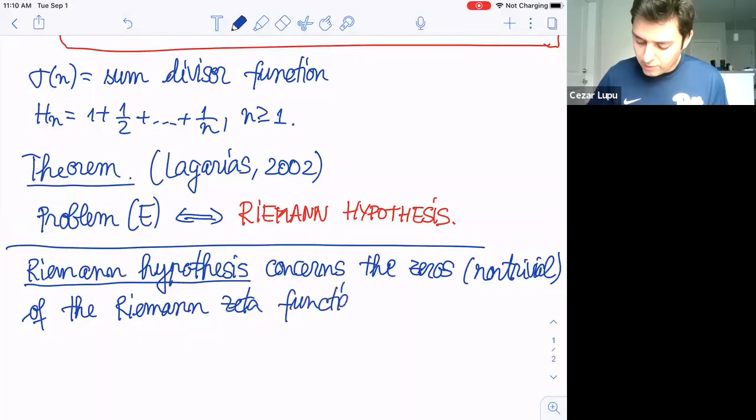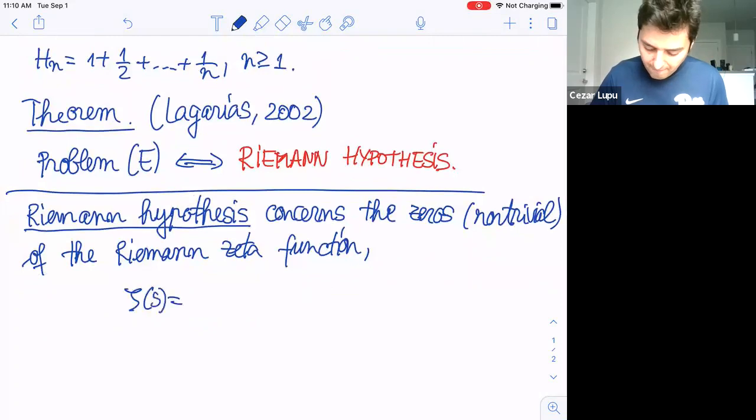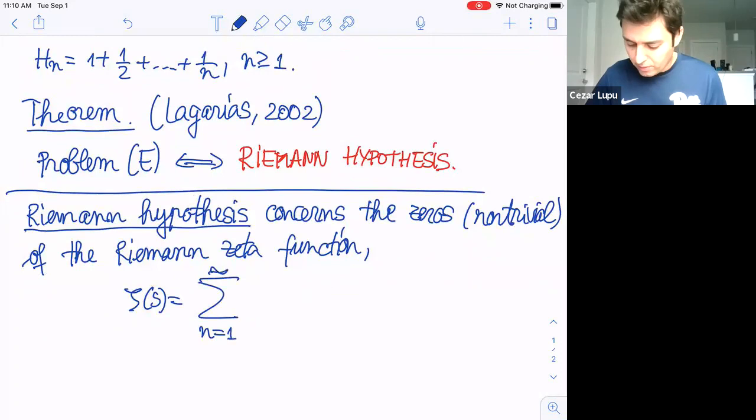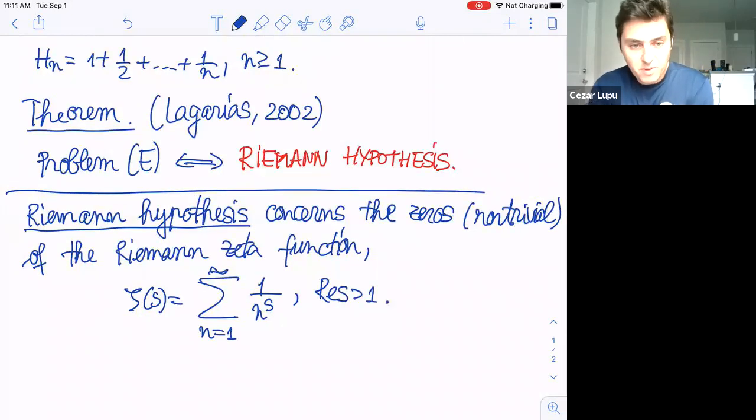And this Riemann zeta function is defined by this absolutely convergent series, the sum of 1 over n to the s, where s is a complex number whose real part is greater than 1. That's the famous Riemann zeta function. It was defined by Euler for real exponent.